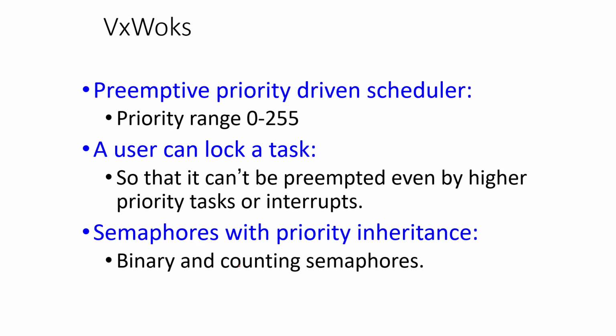So it had a preemptive priority driven scheduler, range 0 to 255. A user can lock a task. So this is again something new. We have not seen it up till now. Locking a task basically means that regardless of the priority of other tasks, regardless of interrupts, this task will continue to run, right? It cannot be preempted. So locking a task sometimes is very useful. And of course, there are mutexes and semaphores with priority inheritance, which we have seen earlier as well.